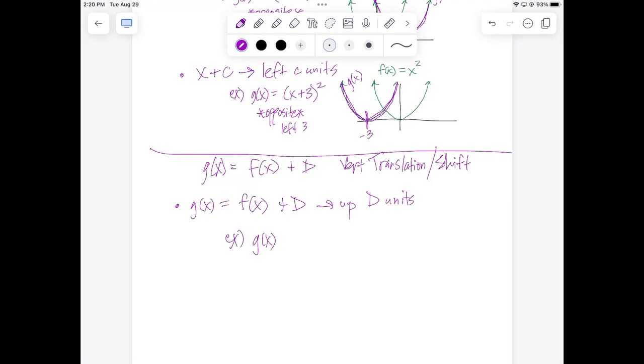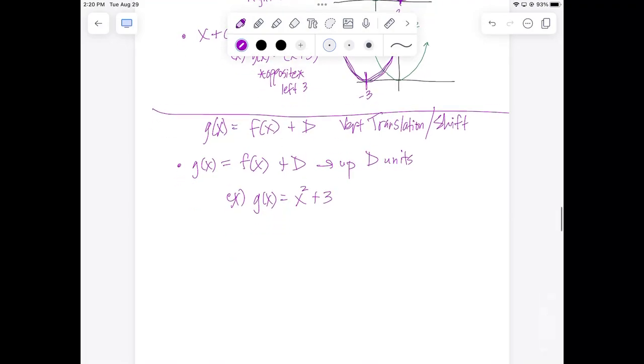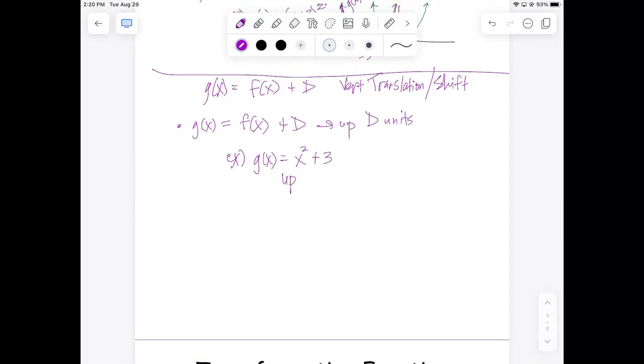So here would be your example. Let's say we had g of x equals x squared plus 3. Notice now there's no parentheses, so the plus 3 is not inside. It's after the square, it's outside, it's affecting the graph vertically. This is going to move the graph up 3 units. And let's see what that would look like.